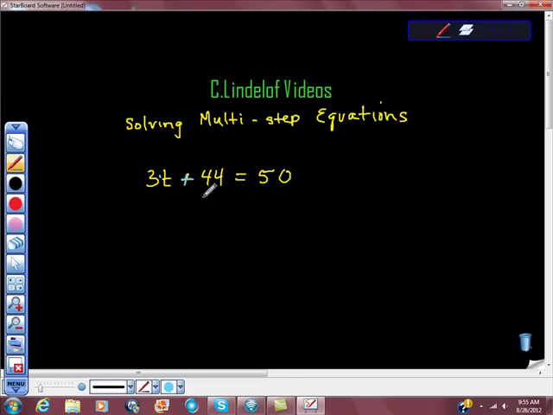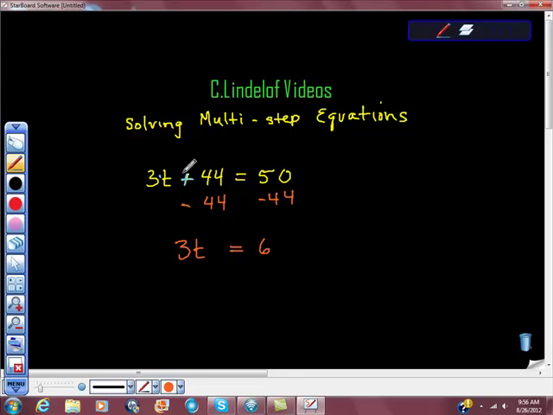The next thing you have to remember is that when we're doing this, we get rid of addition and subtraction first. So we have 3 times t, we can't get rid of this yet, plus 44. So we're going to get rid of that plus 44 first. Because it's plus 44, we're going to add its opposite, which is negative 44. And to keep our equation in balance, we're going to do the same thing to the other side. All right? So we have 3t, 44 minus 44 is 0, and 3t plus 0 is just 3t, isn't it? 50 minus 44 is 6.